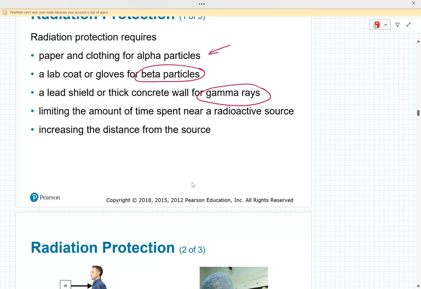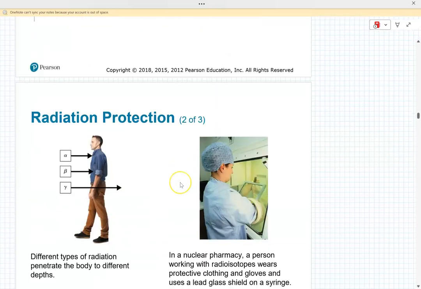Obviously, in addition to physical protection, you can limit the amount of time that you spend near the source and increase the distance from the source. I violated these two last things when I was working with radiation all the time, because we would just hang out in the radiation room, and I have a shield in front of me, I work with the source, and somebody stands nearby, completely unprotected, and talks to me. We were kids, what can I say? Okay?